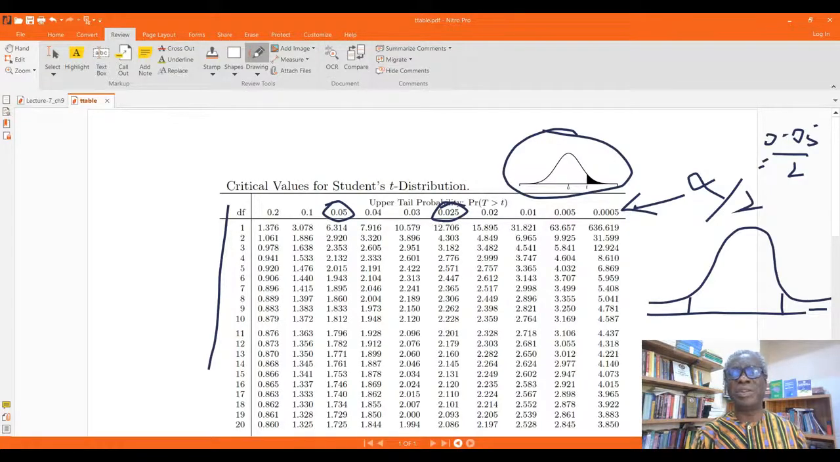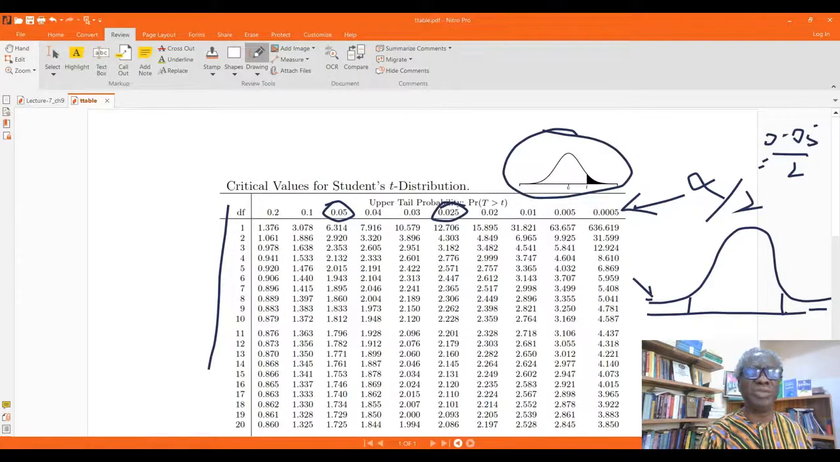So we are dividing alpha by 2 because we want the tail probability for the lower and the upper. This is the lower and this is the upper. So this table is only given for the upper. So how do we now choose?